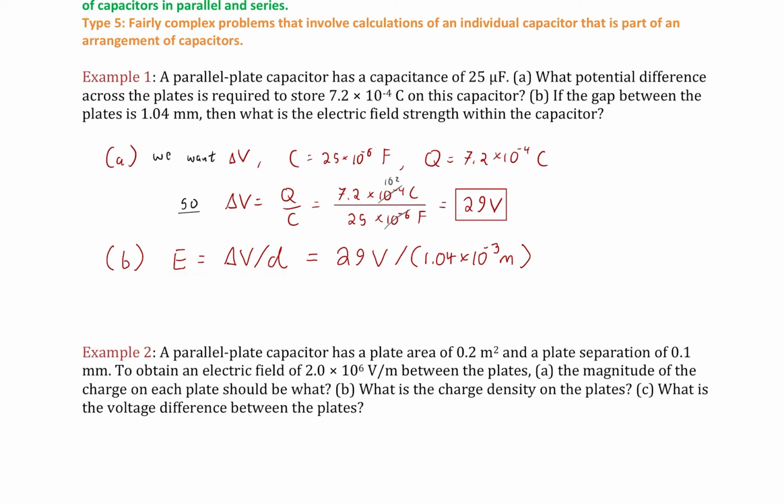Good. So it's just 29 volts divided by the separation distance. Here I've converted it to meters, of course, and there we go. 2.8 times 10 to the 4 volts per meter. In other words, 28,000 volts per meter.